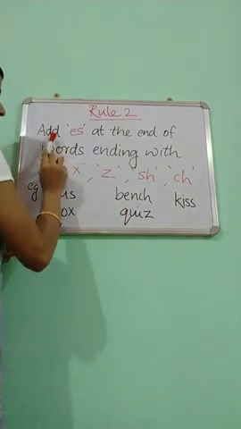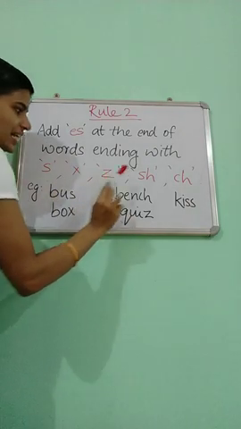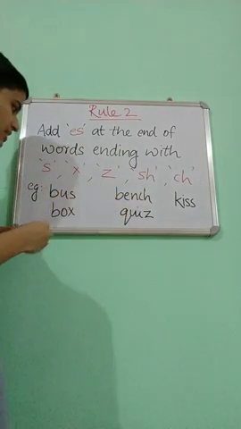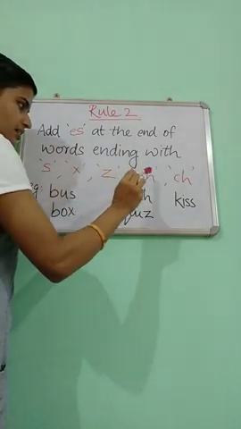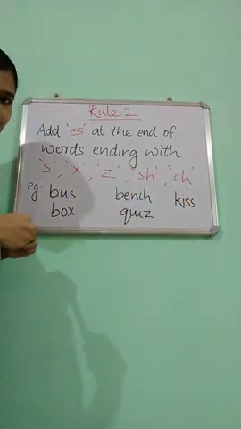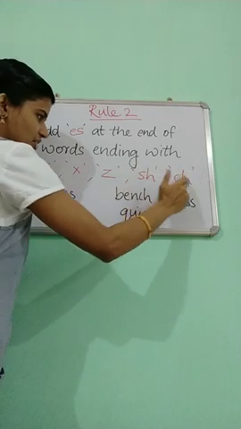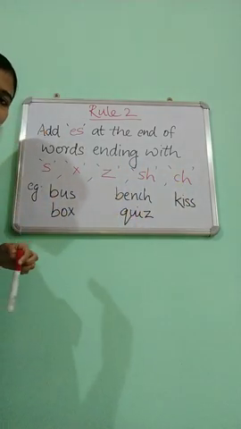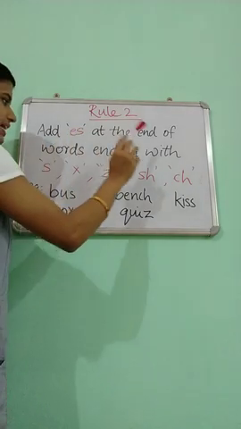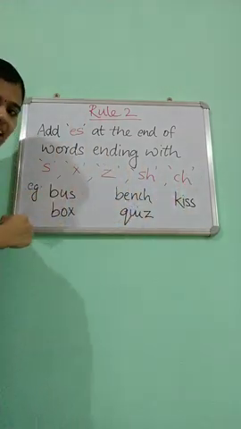Rule 2. Add es at the end of words ending with s, x, z, sh, ch. Okay? Please remember these hissing sounds. Z, z, z, sh, ch. In the case of words ending with S, X, Z, SH and CH, we can change it into plural noun by adding ES.